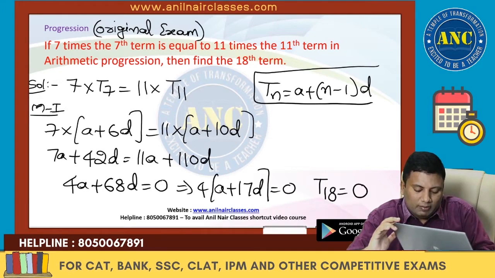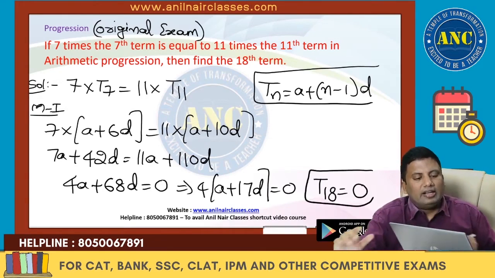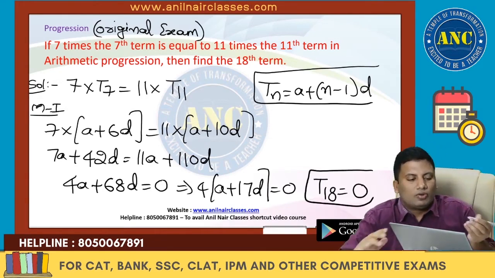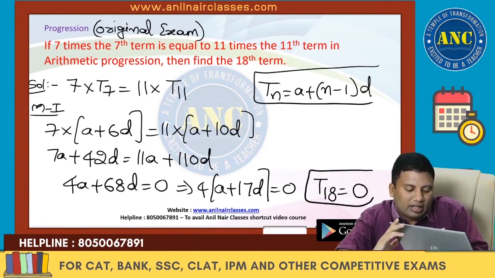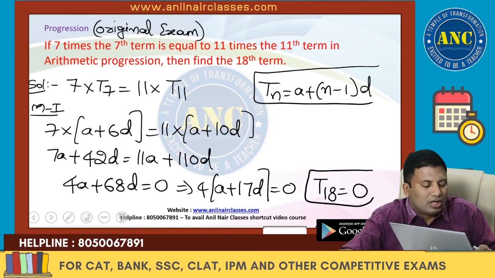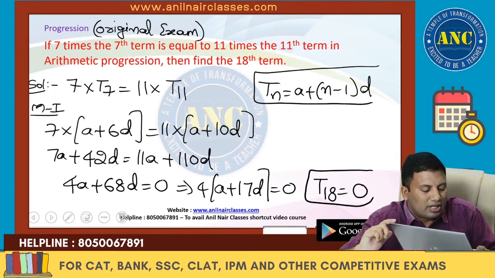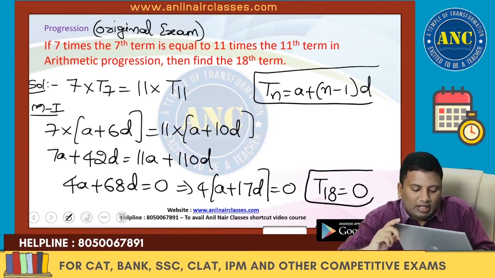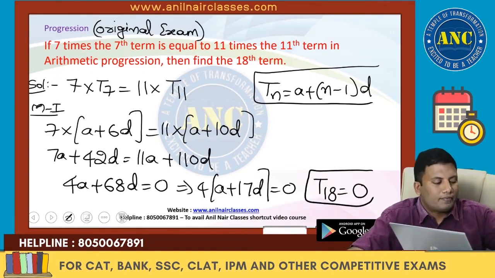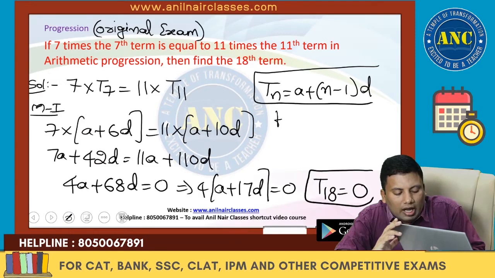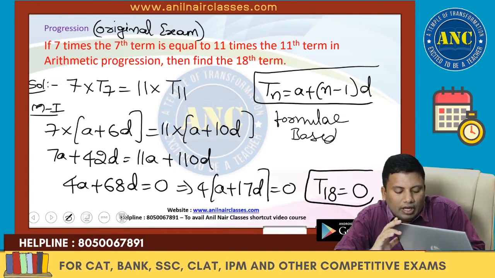17d is nothing but T18. T18 is nothing but 0. So, what we did is nothing but a formula based question. Directly we substituted the formula and we got the answer. It is a pure formula based question.